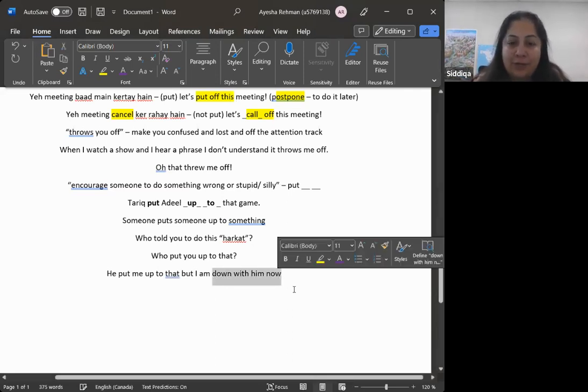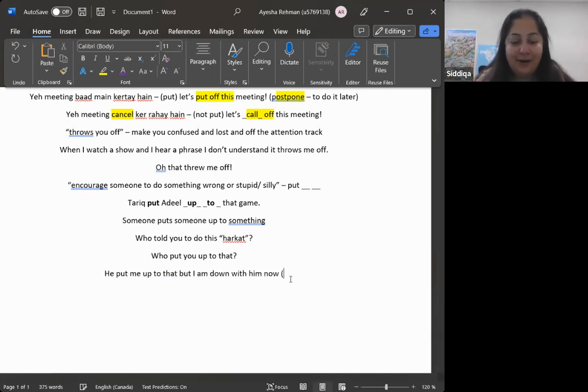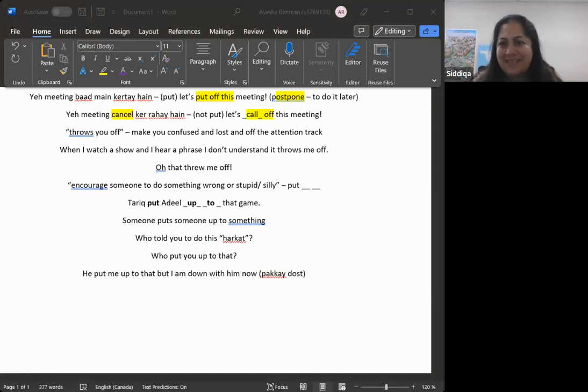What do you mean by this? I mean something like not gonna listen to him again, or something like, our friendship just broke up. Right. And that's not what this means. This means that he put me up to that, usne mujhse ye karaya, but I'm down with him now, matlab, now you are pakke dost. When you're down with someone, it's actually the meaning of being true friends. Like now we're down. Matlab ab to masla hi nahi hai. We're pakke dost. It's totally the opposite.